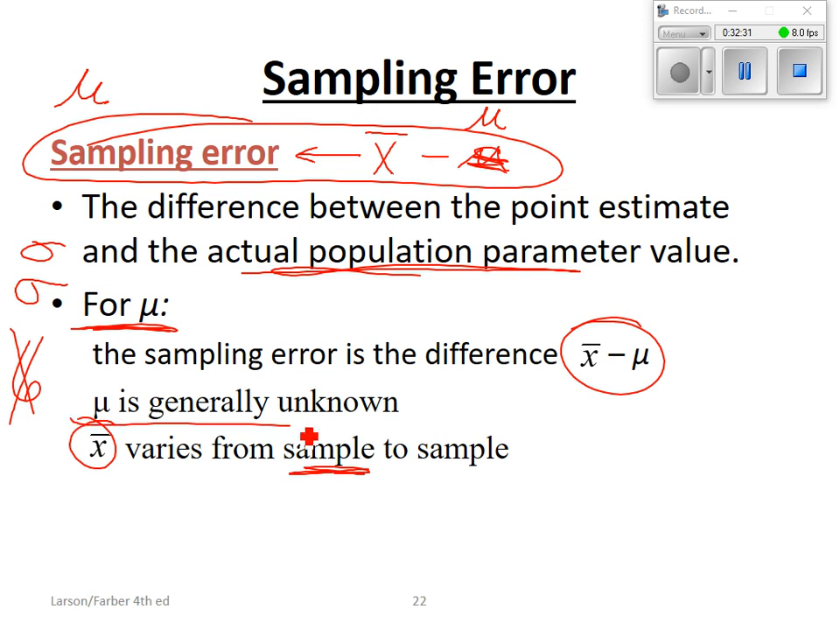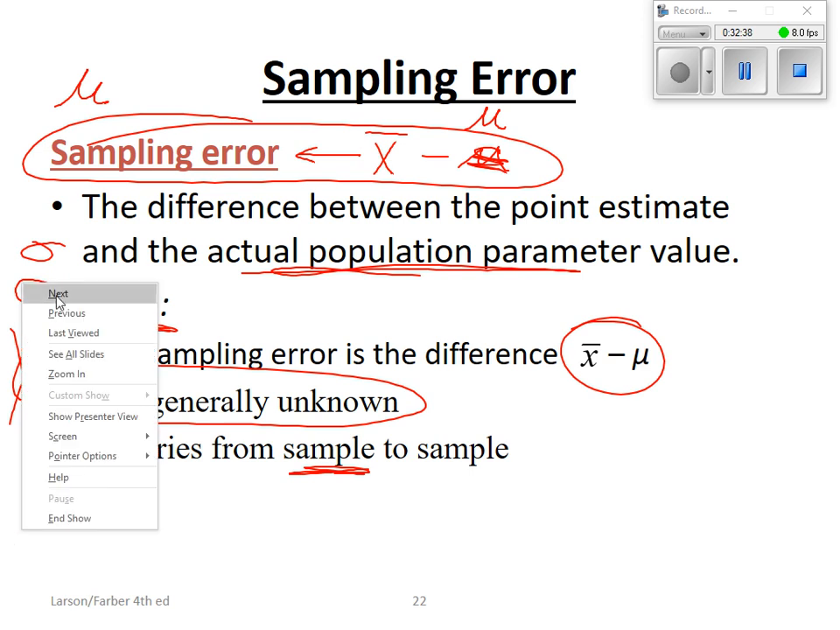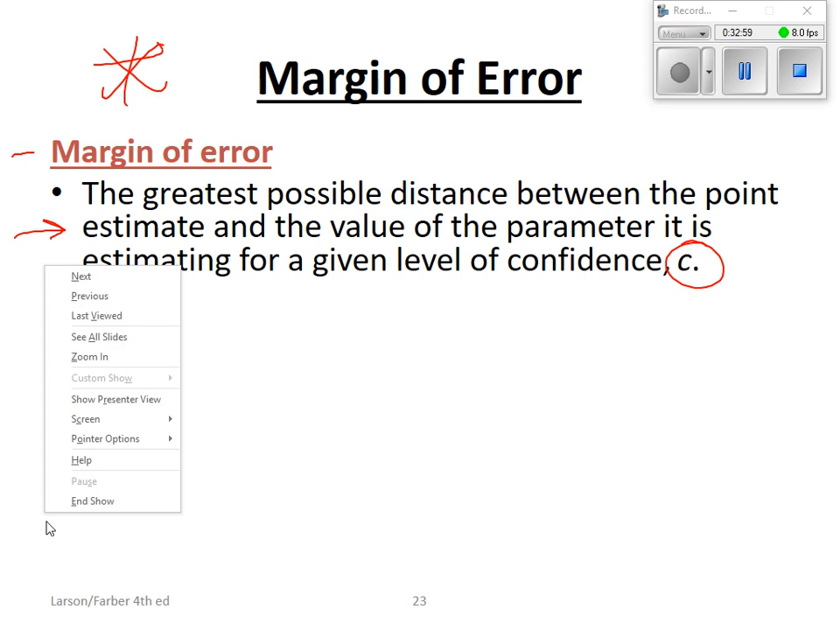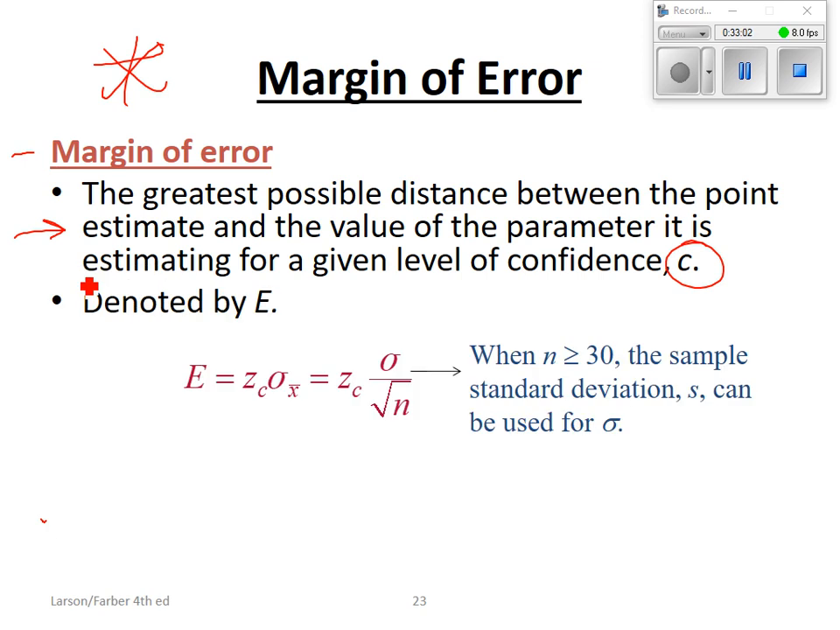Again, mu is generally going to be unknown. If it's not, then I'm not sure why we're doing all the stuff that we're doing. Margin of error. This is important. This is where we're starting. It's the greatest possible distance between the point estimate and the value of the parameter. It is estimating for a given level of confidence, which is our C. I don't know that I'd write all this down. I just write margin of error and then this stuff. E stands for margin of error.